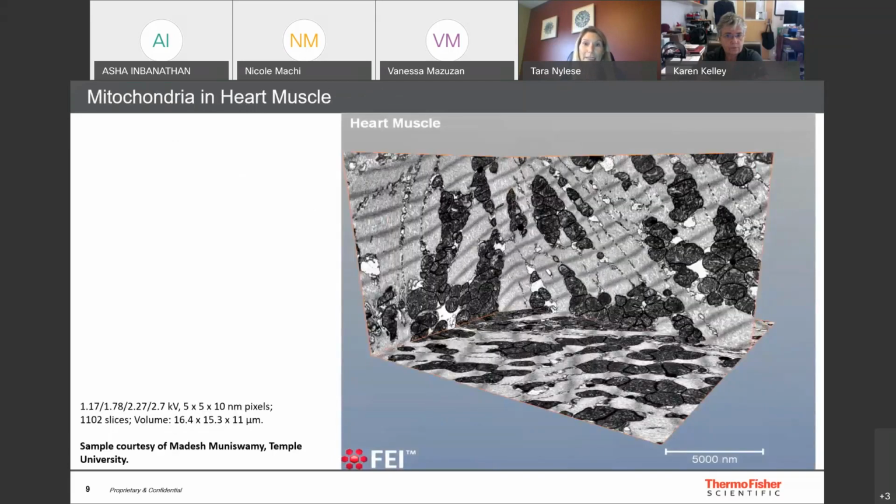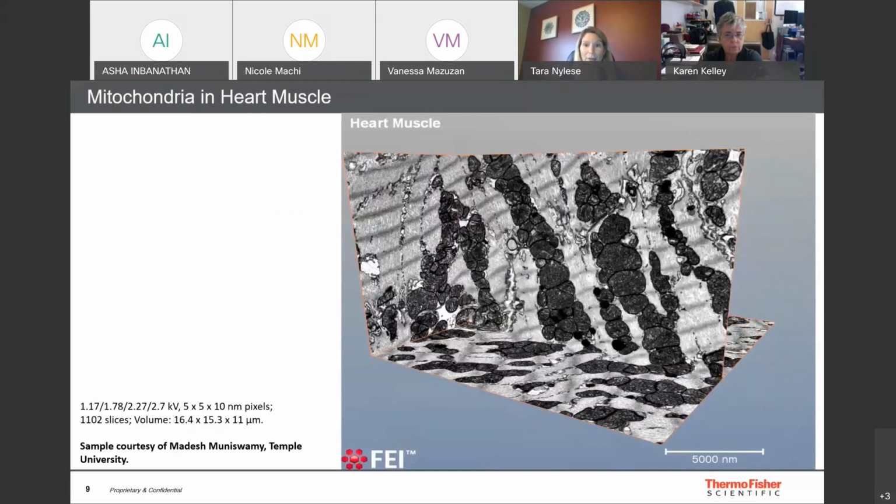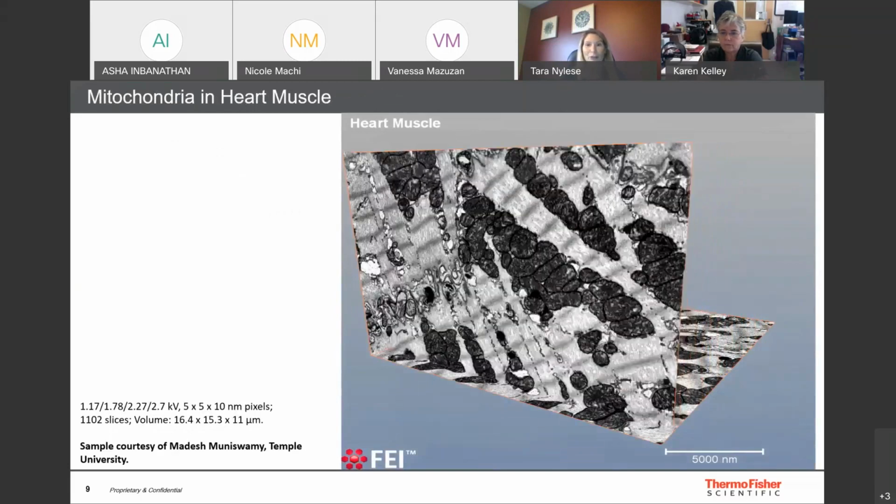With 3D electron microscopy, what we're able to do is collect a volume of material samples, and that's the name for the VolumeScope.